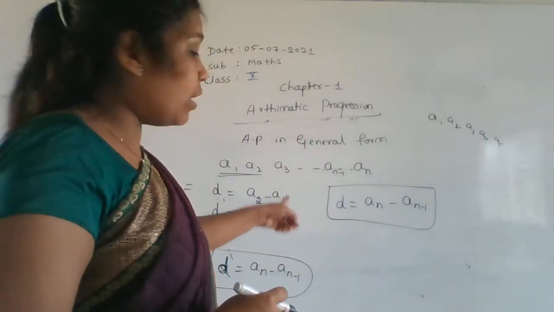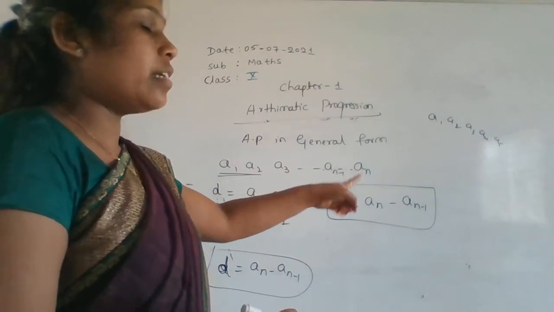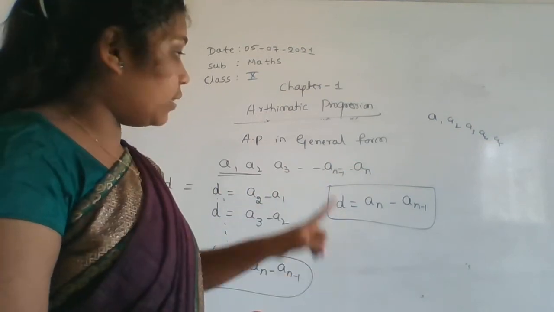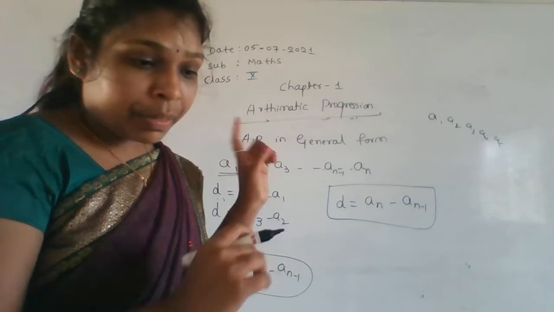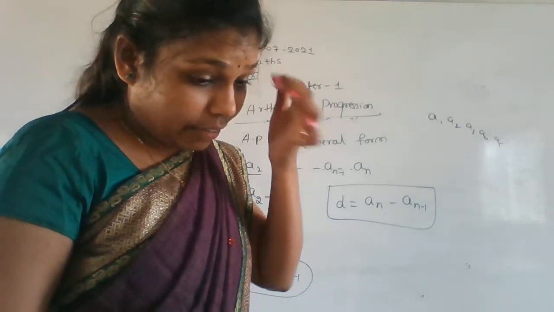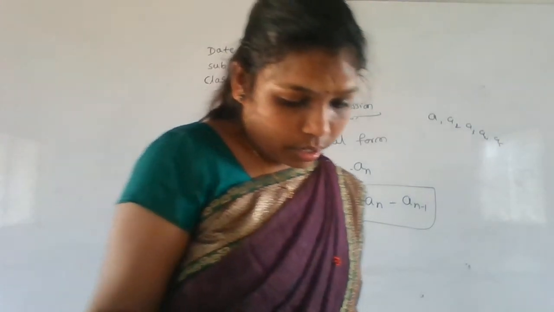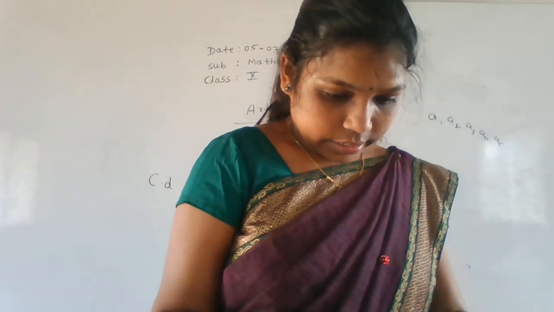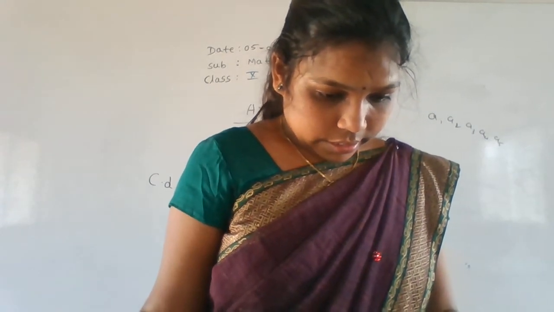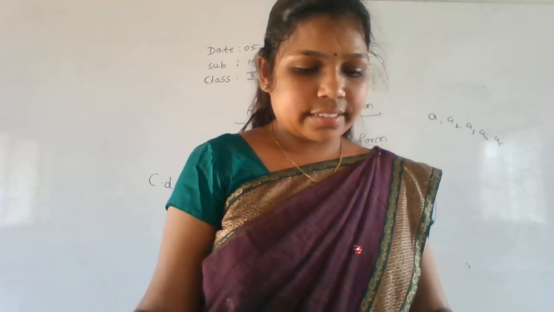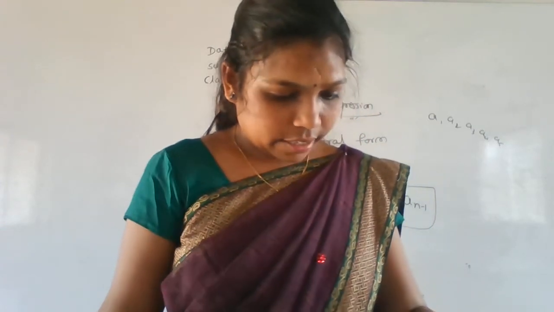How to find a difference? D is equal to A N minus A N minus 1. You will get the difference value. So after that, the next thing is some more examples for AP are also given here.